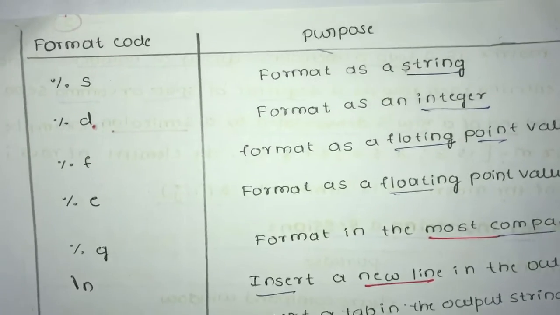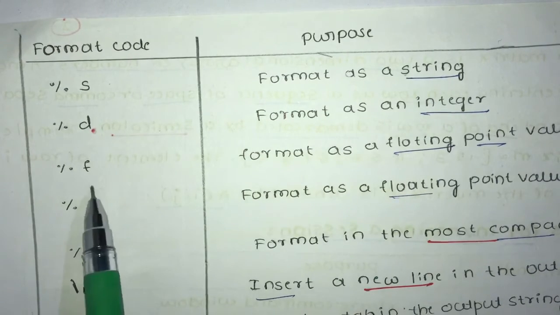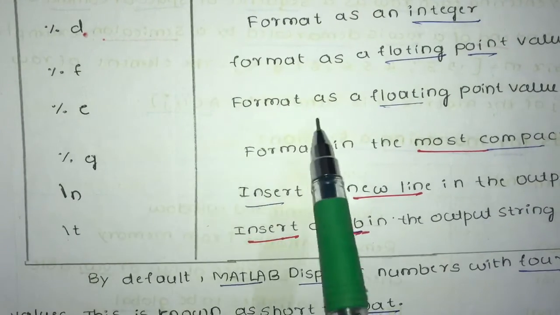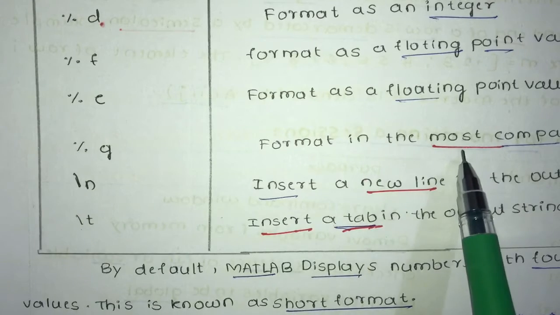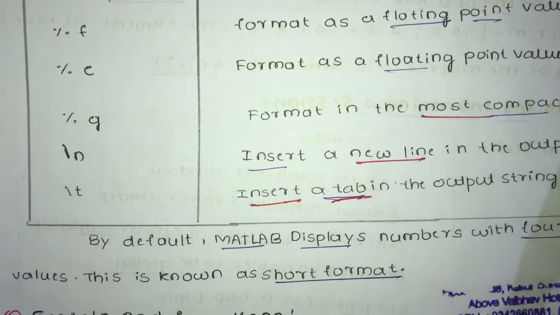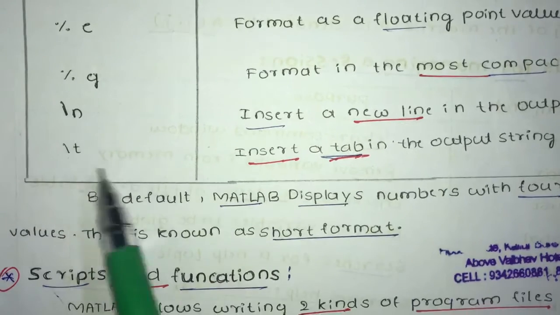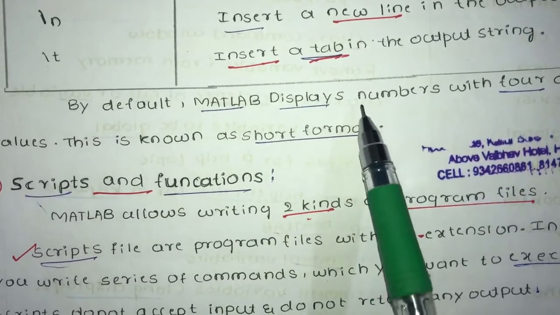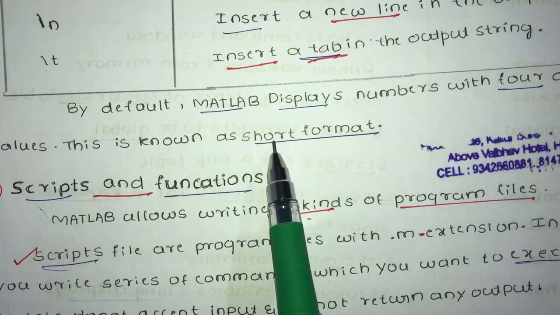This is the format code and the purpose. %s formats as a string, %d as an integer, %f as a floating point value, %e as a floating point value in scientific notation, %g in the most compact form, \n inserts a new line character, and \t inserts a tab in the output string. By default, MATLAB displays numbers with 4 decimal places, which is called short format. Point to be noted.